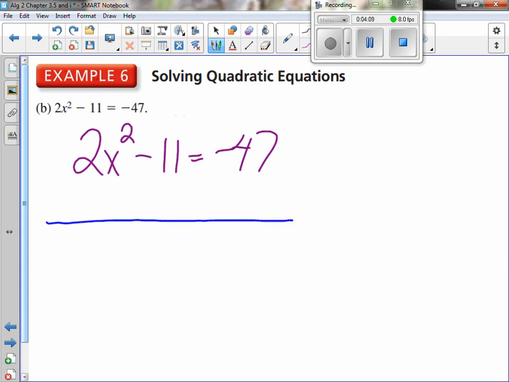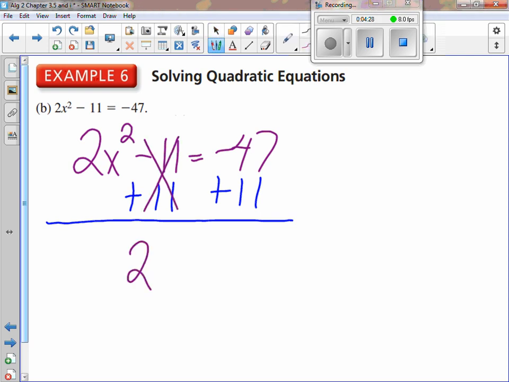In the square root method, we get all the numbers that aren't x squared on the other side, and get x squared by itself. So the first thing we need to do in getting x squared by itself would be to what? We need to add 11 to both sides. When I add 11 to both sides, -11 plus 11 cancels, giving me 2x squared. And -47 plus 11 is going to be -36. So we get 2x squared equals -36.